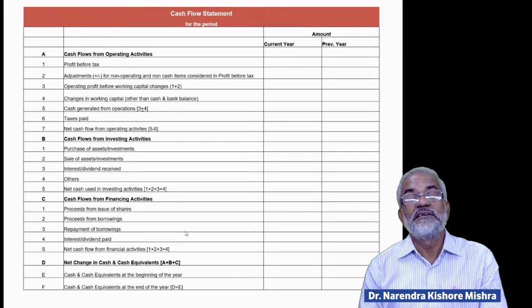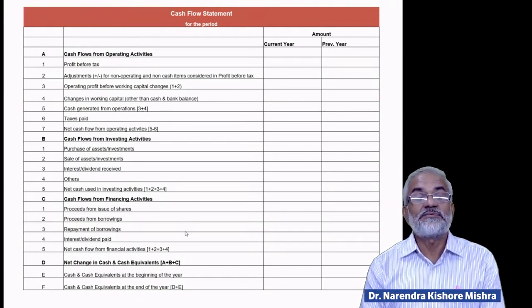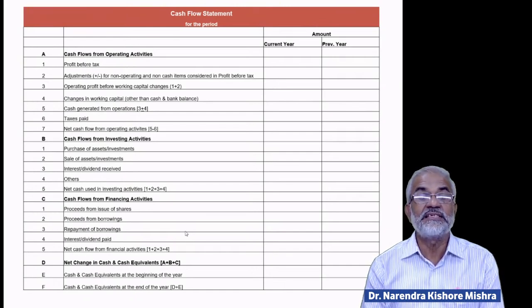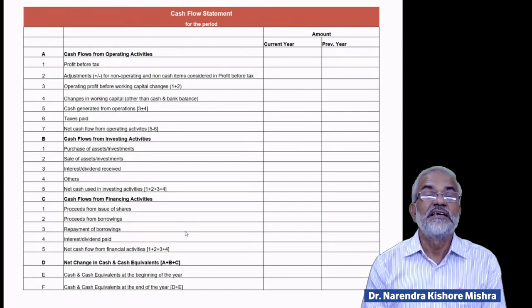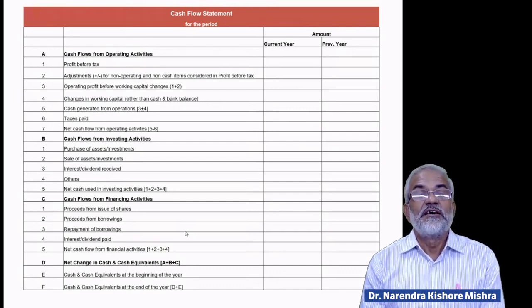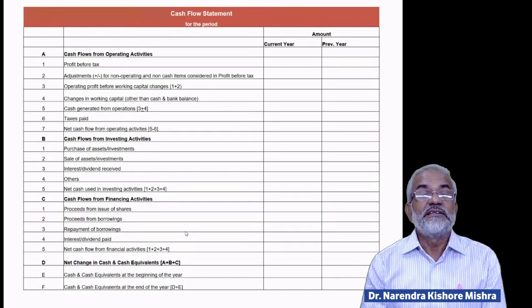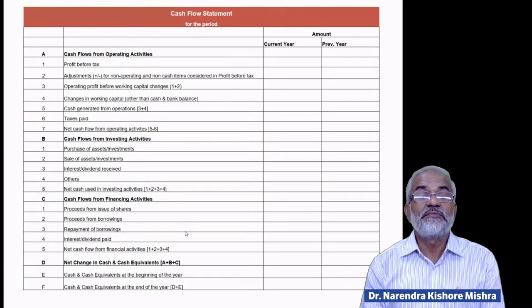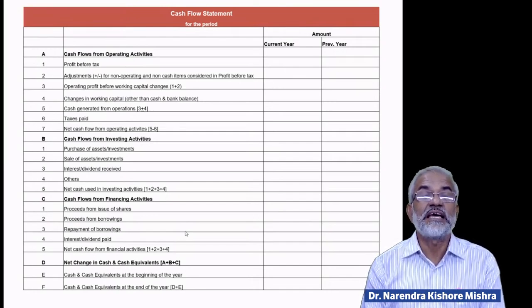The next item is the financing activities, the flow of cash from financing activities. Financing activity means where the funds are arranged from for the organization for its very sustenance. Proceeds from issue of shares or debentures, then proceeds from borrowings. Borrowings may be in the form of debentures or loans taken from banks. These two would be the inflows of cash from financing activities. Then repayment of borrowings will be the outflow of cash.